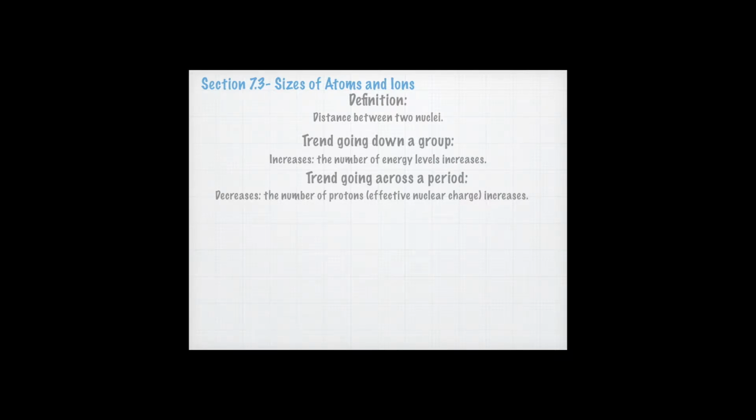Now, this is because the number of protons as you move across the periodic table increases. Another name for this is the effective nuclear charge. The effective nuclear charge is the attraction from the nucleus that electrons actually experience. So because the number of protons increases, but you're not increasing energy levels because you're not moving down, the electrons experience more of that positive nuclear charge and therefore are going to be pulled towards the center, and therefore the size of the atom is going to decrease.